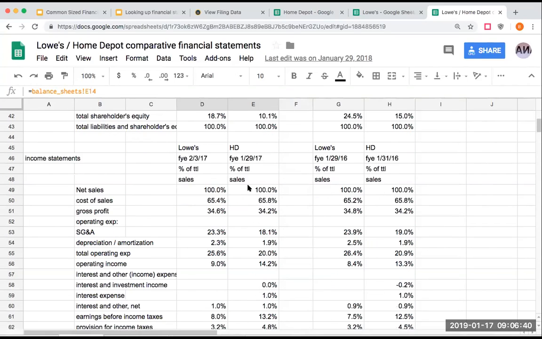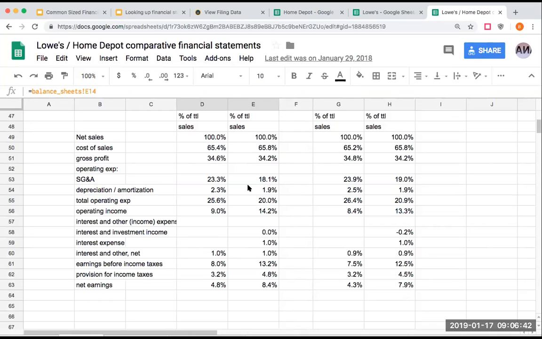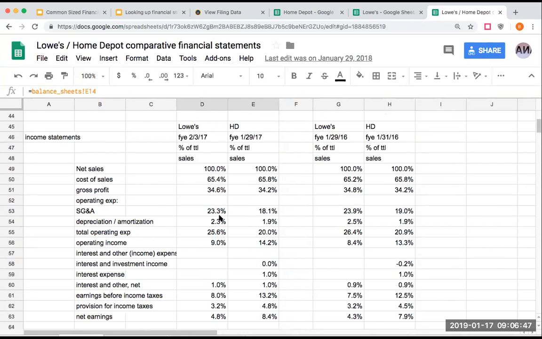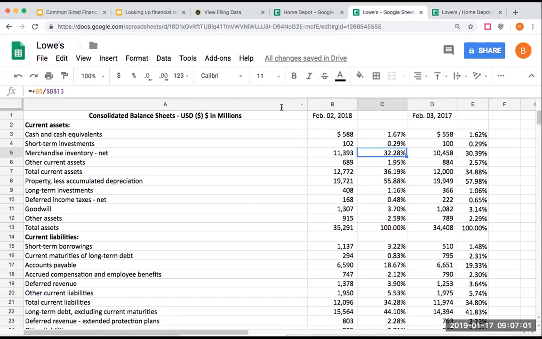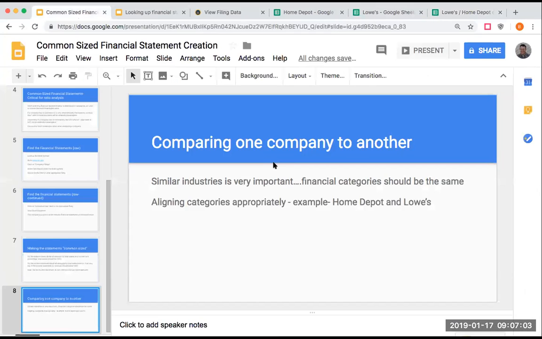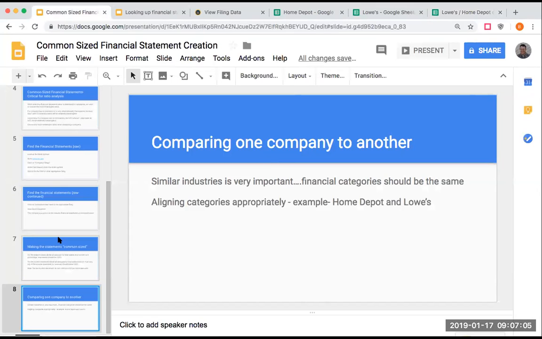And as I go down here to the income statements, we can see things change over periods of time. Again, it looks like Lowe's has always been running higher in terms of SG&A, and this was even back as of February 3rd, 2017. So again, it's a way that we can analyze various different companies. So those are common size financial statements, which is a tool that we can use when we are comparing publicly traded companies.